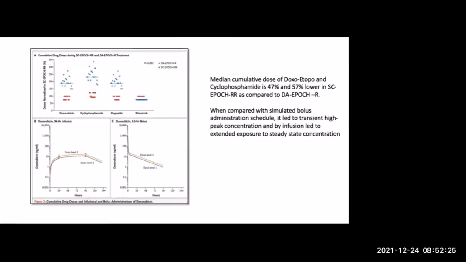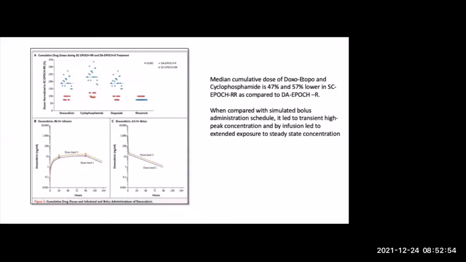Interesting to note is that the median cumulative dose of doxorubicin, etoposide, and cyclophosphamide is 47 to 57% lower in short course EPOCH-RR as compared to dose-adjusted EPOCH-R. In short course EPOCH-RR, we use only 3 cycles, whereas in dose-adjusted EPOCH-R, we use 6 cycles. So the median cumulative dose was quite low.